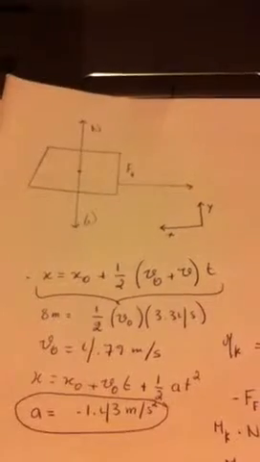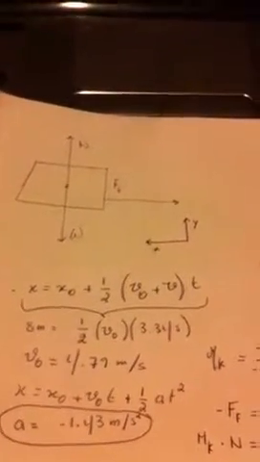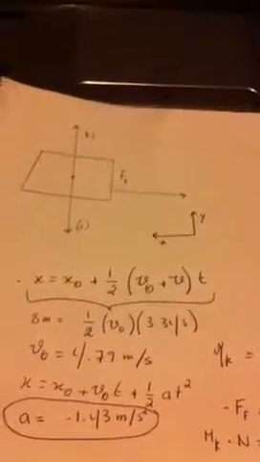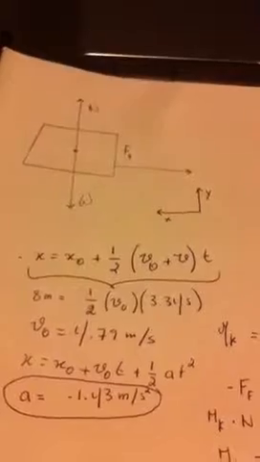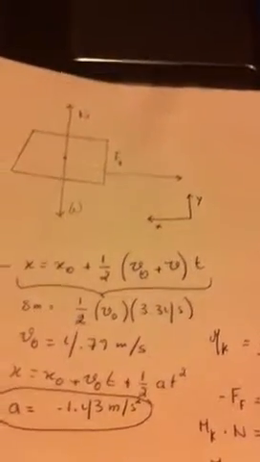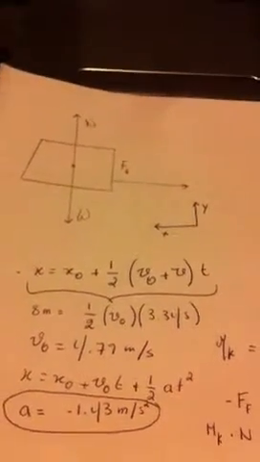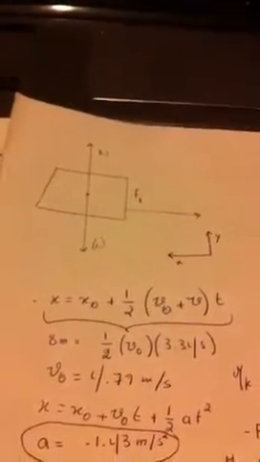In this free body diagram for the car, we have the normal force acting upwards and the weight acting downwards, and these forces are going to cancel each other out because we have no net movement in the y coordinate. However, in the x coordinate, we only have the force of friction on our free body diagram.